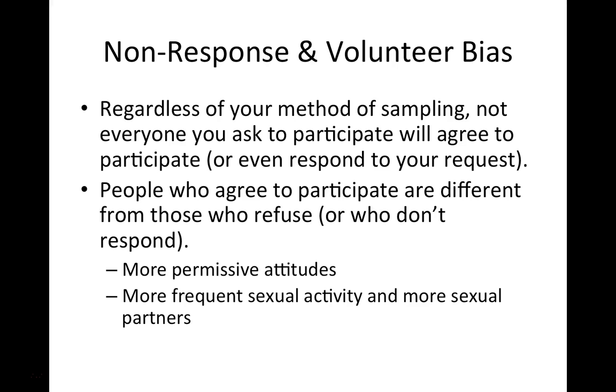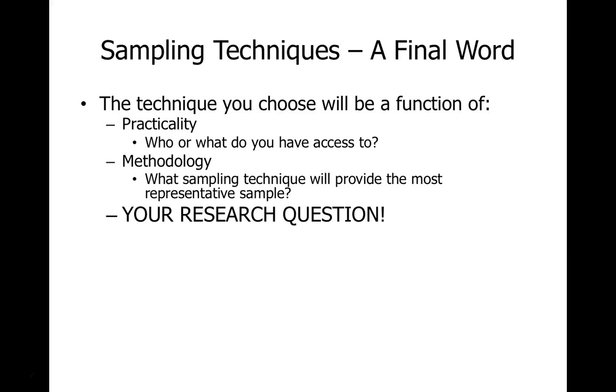And so we can say, like, look, young adults in New York City have X number of sexual partners. And that number may be an overestimate because we're not getting all the people who maybe had fewer partners who didn't want to participate in the research at all. So we always have to think about that and acknowledge that potential bias when we make the conclusions from our study and when we think about generalizing our results. So a final word on this, the technique that we choose will be a function of practicality. Who or what do we have access to?